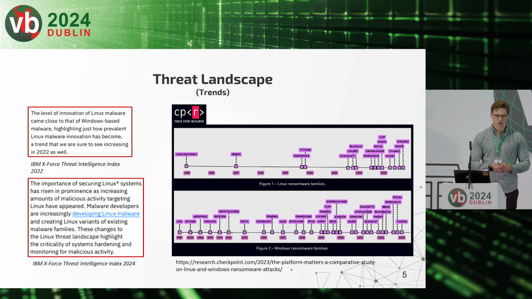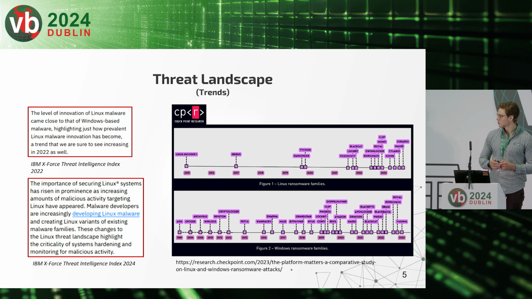But in 2022, IBM X-Force released a threat intel report basically saying the level of sophistication of malware on Linux is starting to achieve the same sort of level as that on Windows. And then again this year, we had a similar report from IBM X-Force, and they basically said that there's a greater need for detection tooling to catch up on that.